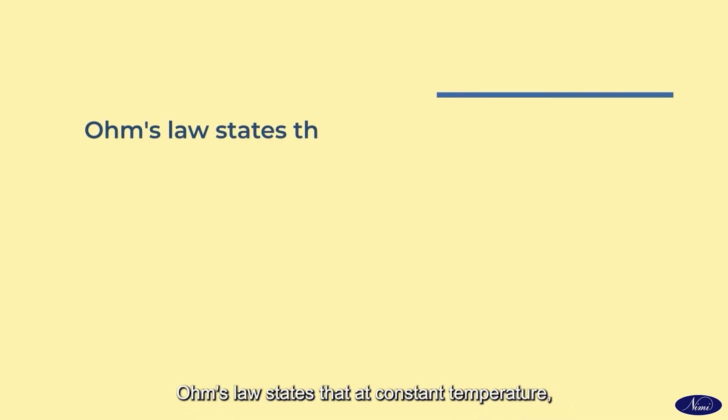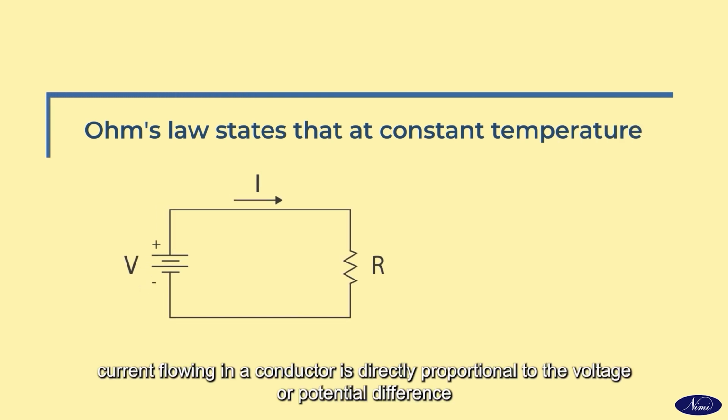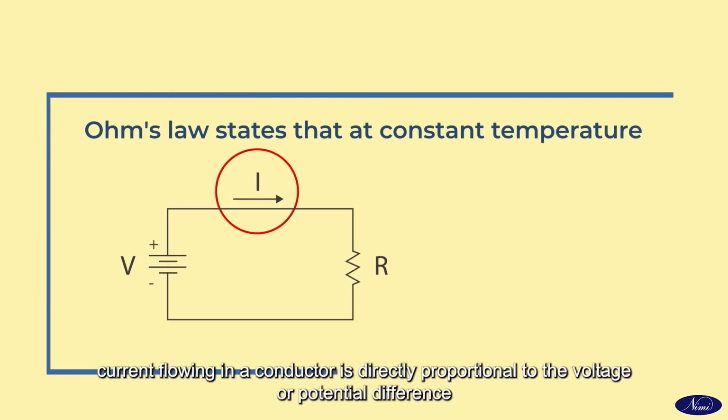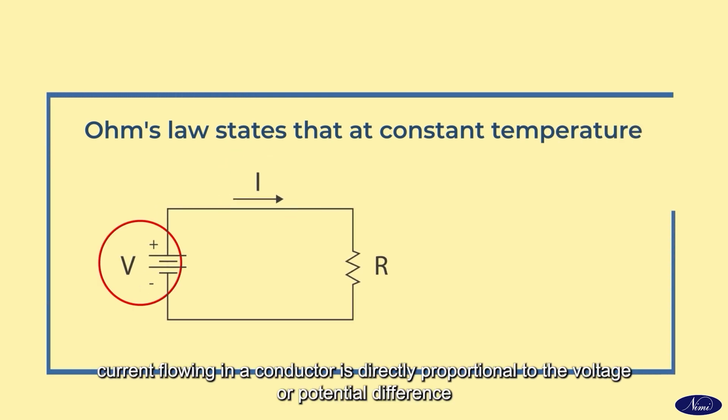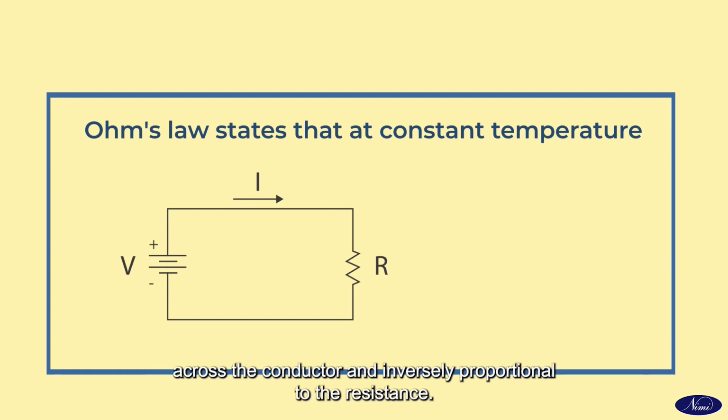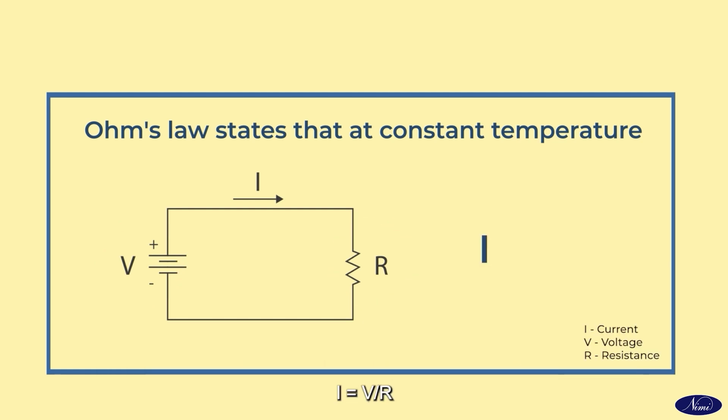Ohm's law states that at constant temperature, current flowing in a conductor is directly proportional to the voltage or potential difference across the conductor and inversely proportional to the resistance. I is equal to V by R.